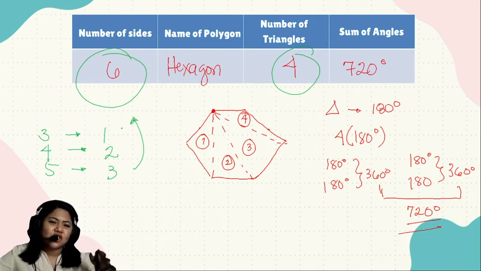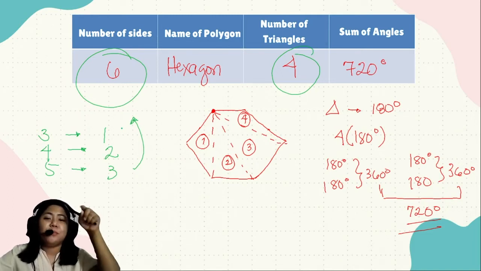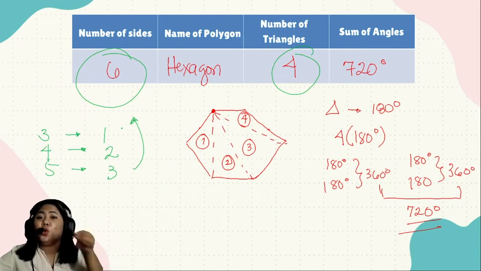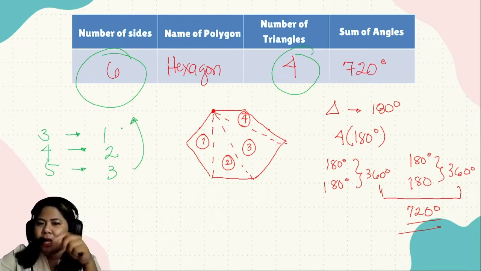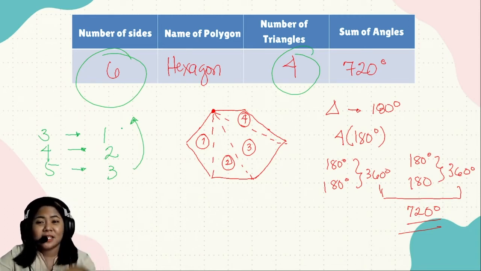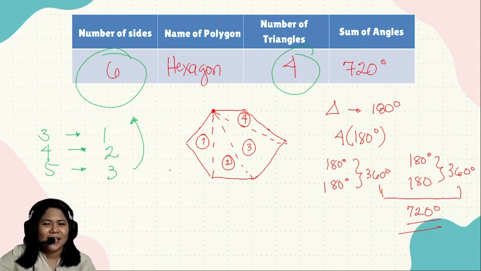What is the relationship ngayon of the number of triangles to the number of sides? Again, what is the relationship of the number of triangles to the number of sides? Pansinin, anong pattern, anong nangyayari? Pwede niyong i-type ang sagutin niyo sa comment section.